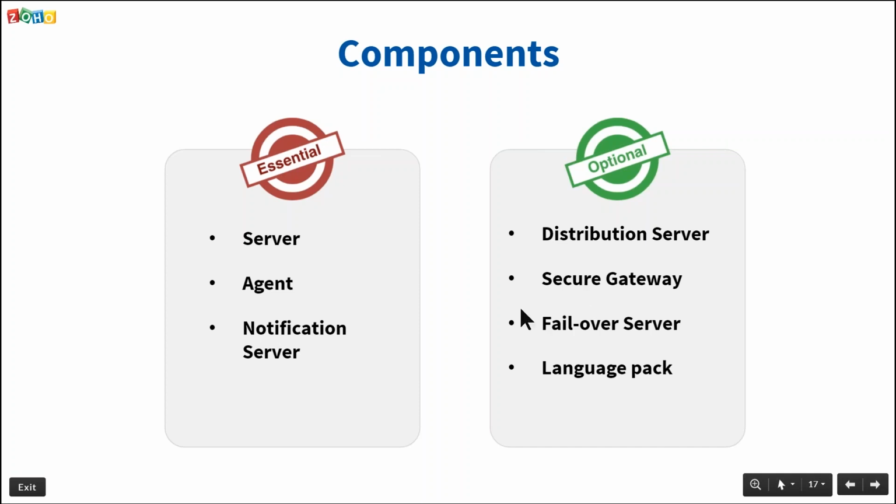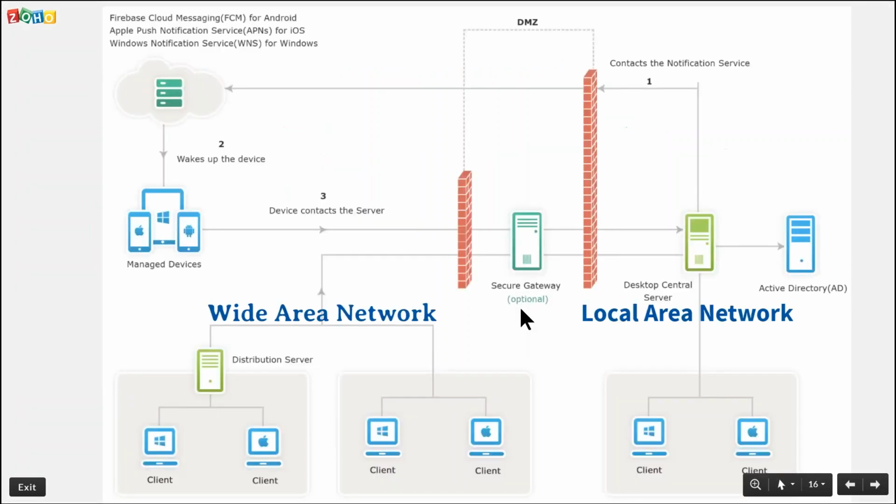Secure gateway. So secure gateway is an optional component. So if you are not willing to host or install the Desktop Central server in the DMZ, we also have a secure gateway as an optional component. It can work as a proxy server. So the agent machine will communicate to the secure gateway and all the requests will be forwarded to the Desktop Central server internally from the DMZ to the internal network.